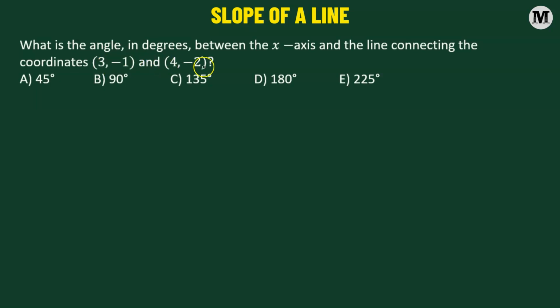What is the angle in degrees between the x-axis and the line connecting the coordinates (3, -1) and (4, -2)? Okay, let's try to understand the problem graphically first.